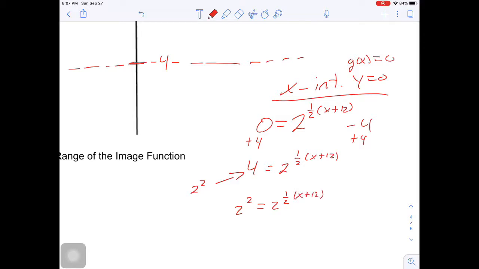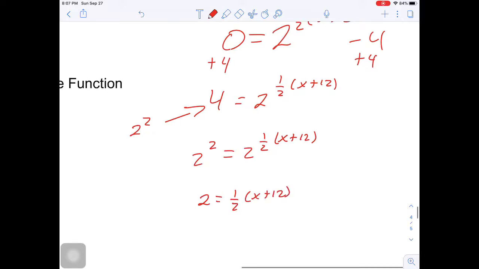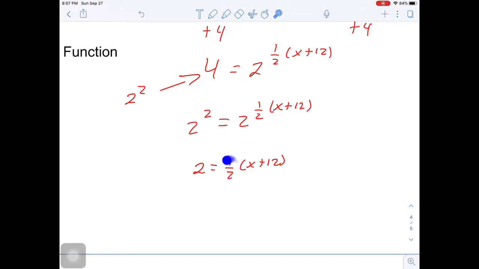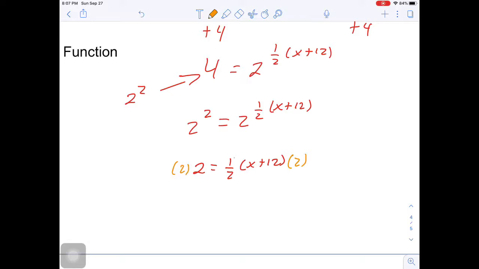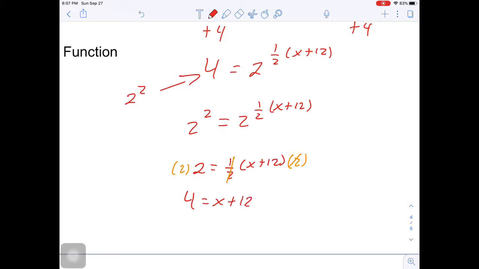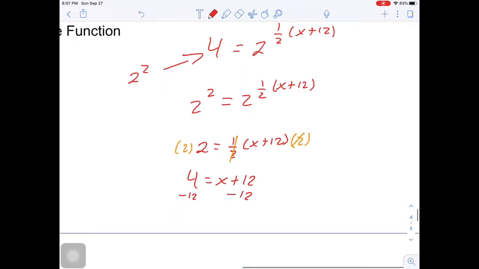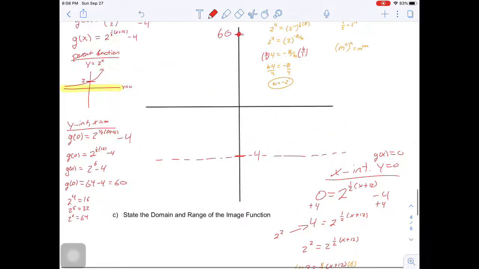And again, if you have not watched that video, you definitely need to go watch it, because now we have similar bases, so you can solve for these exponents. So I'm going to equate the exponents to each other. What I'm going to do here is get rid of this 1 over 2 by multiplying both sides by 2. This cancels that out, and we get 4 equaling x plus 12. I'm going to subtract 12 from both sides, so that's going to give me -8 equaling x. So there is your x-intercept. It's at -8 and 0.